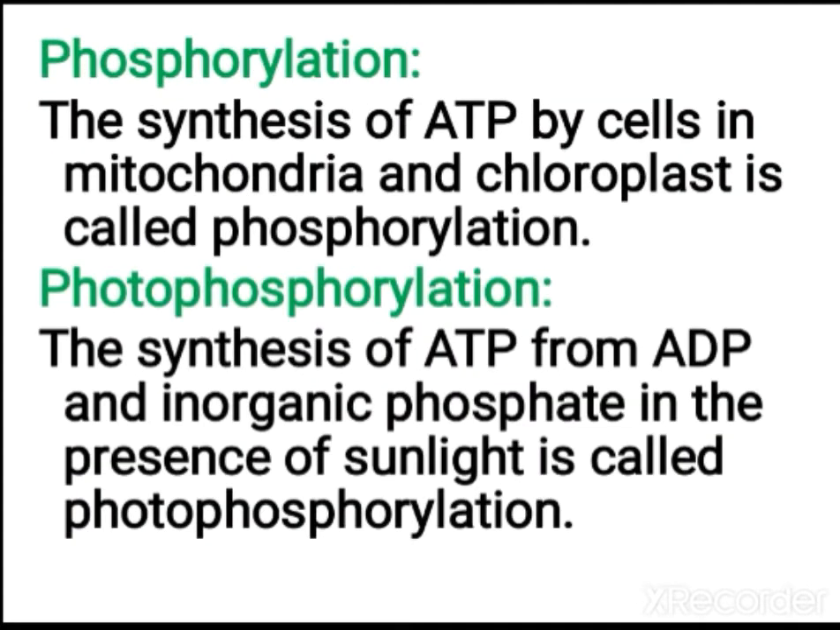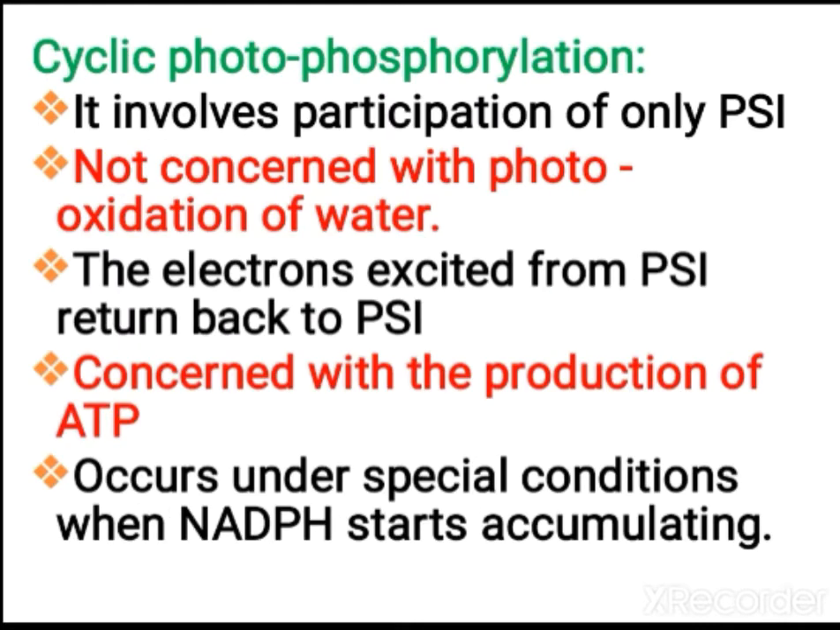In the case of the next one, phosphorylation: phosphorylation means synthesis of ATP molecules by cells. In mitochondria and chloroplast, you call that phosphorylation. Here in chloroplast, as it occurs in presence of light, you call that photophosphorylation, the synthesis of ATP from ADP. ADP is adenosine diphosphate, ATP is adenosine triphosphate. Two types of photophosphorylation are there according to the use of photosystems: cyclic and non-cyclic.